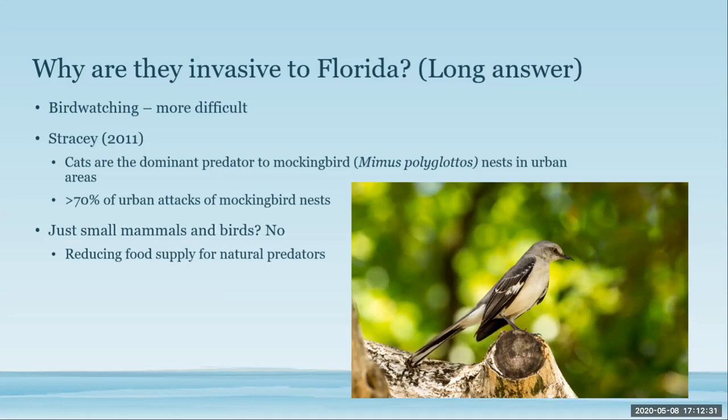But not only are they killing these birds, they're also indirectly affecting natural predators, such as birds of prey. As I stated earlier, whenever there's a scarcity of food supply, they can eat something else or they can go somewhere else. These birds of prey tend to go somewhere else, like Cooper's hawks and owls, because their food supply is reduced.